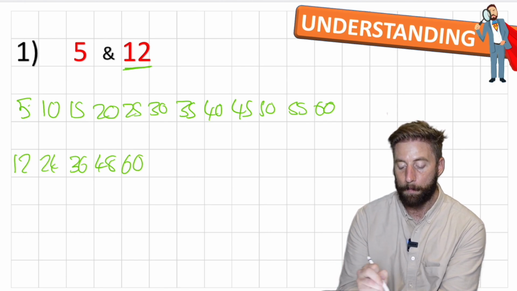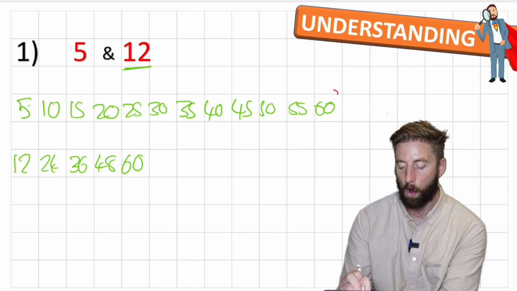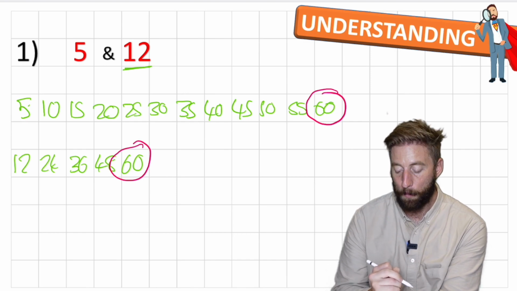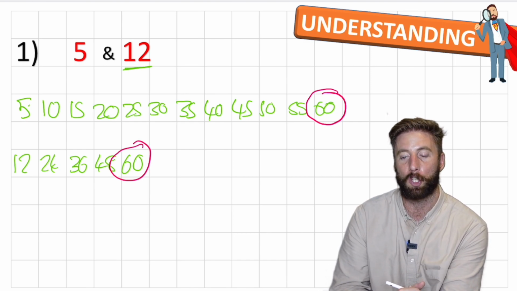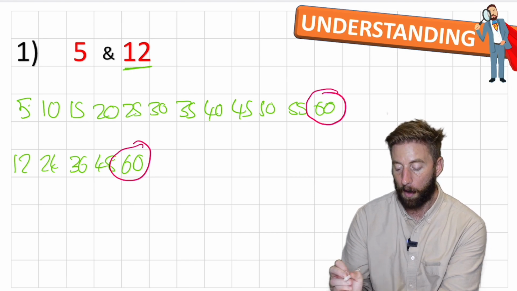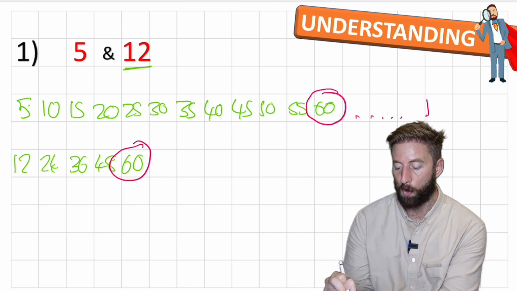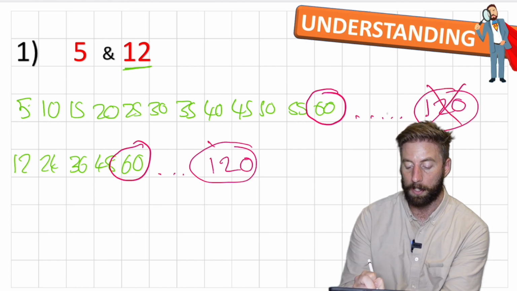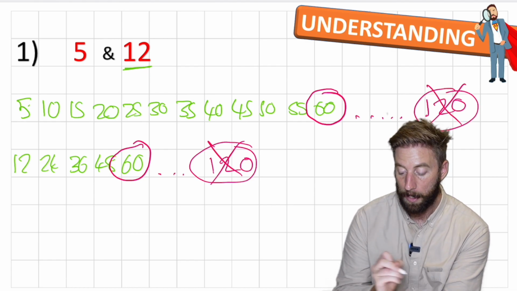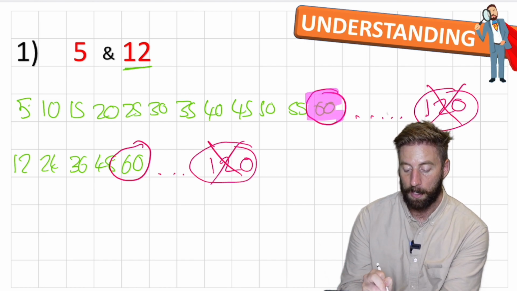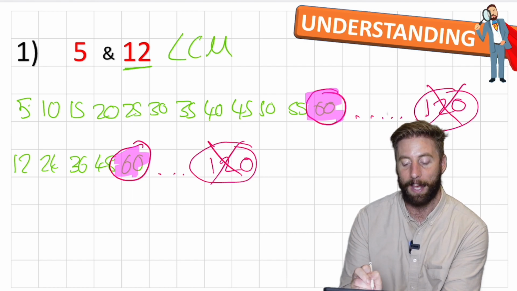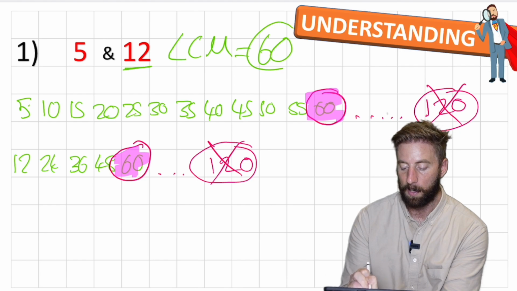Okay, so I found my multiples, and now I think I've found a common multiple. I have this 60. And what I can also see is that this is the only common multiple that I have here, so therefore it is my lowest common multiple. So I could have carried on, and I would have noticed that I would also have 120 in both of these multiplications, but that would not be my lowest common multiple because it's not the smallest number. The smallest number would be this one, the 60. So if we're looking at 5 and 12, the lowest common multiple, and we can say it like that, LCM equals 60. I give myself a tick.